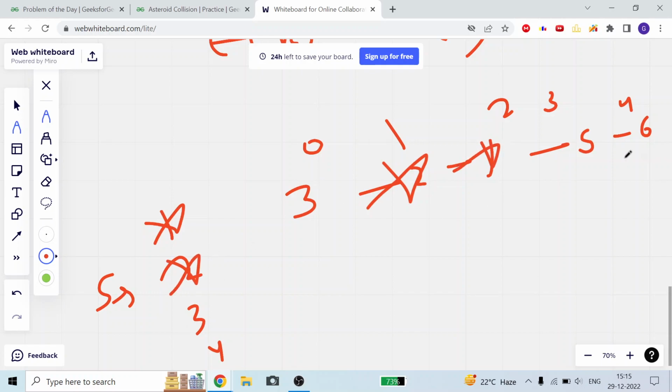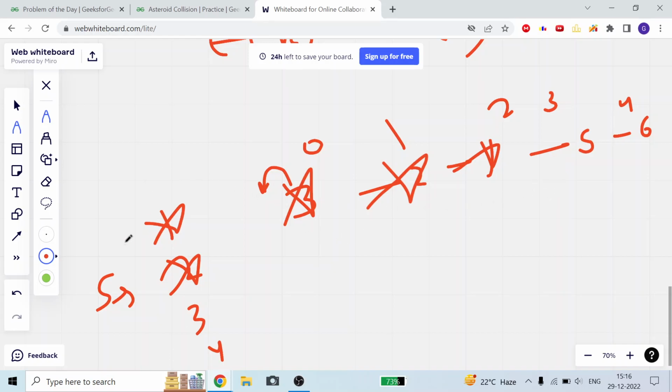We will delete 2. Now its value is 5, and it's 3. So this will go and explode. And now what can we do? We can move forward to the next index. Our 3 and 4 will remain as they are, because when this -2 collides with 3, -2 explodes, then 1 will explode. When -5 collides with this 3, 3 will explode, and -5 continues its journey.